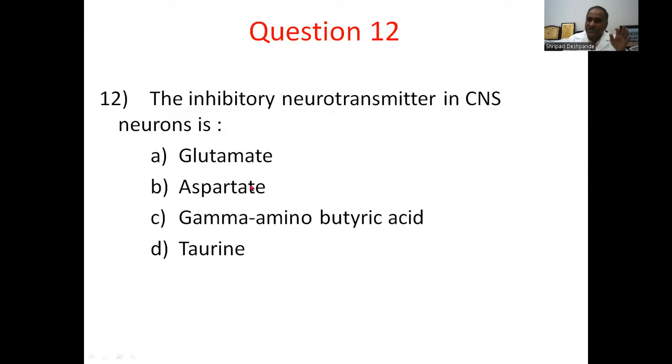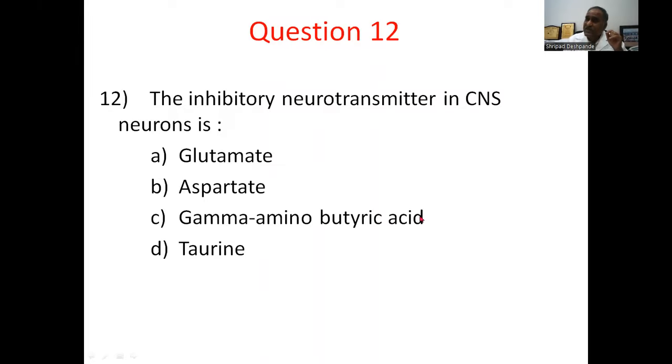Glutamate. Option B is aspartate. Option C is gamma aminobutyric acid. And option D is taurine. Look here, glutamate and aspartate, that is option A and B, these are excitatory amino acids. They produce excitation. That means they are not inhibitory.